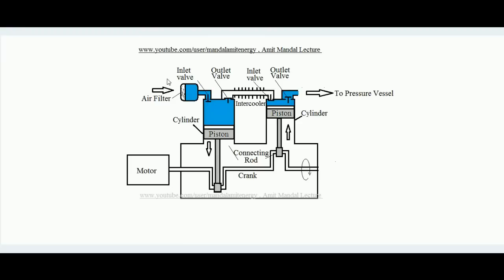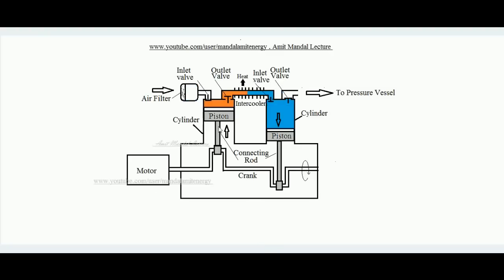I am taking the example of an air compressor. So from the atmosphere, the air is coming, passing through this air filter. So dust and debris are screened off and the air is entering inside. Now the piston has reached the bottom dead center. Concentrate over this first cylinder only, this low pressure first cylinder itself.